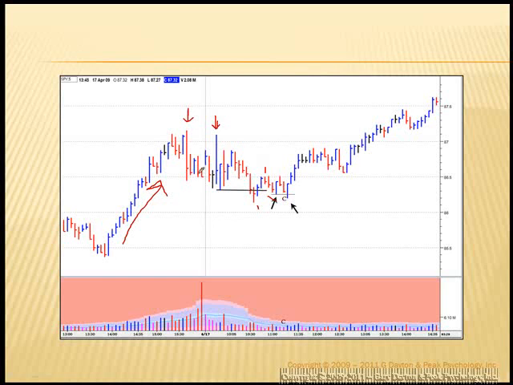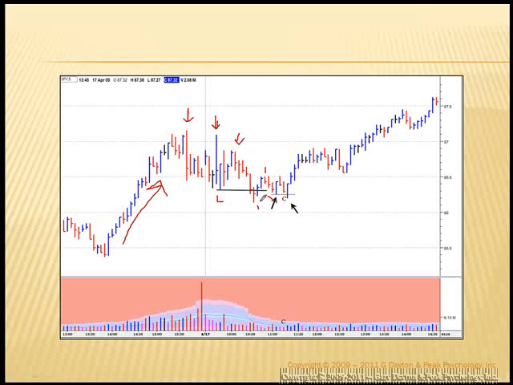I would be standing aside. I wouldn't be trading in here. And maybe I would even have a short trade on. I don't know. Probably not. But let's say that I did have a short trade on. Let's say that somehow I just shorted in here somewhere. Okay? And now, here's the last low.